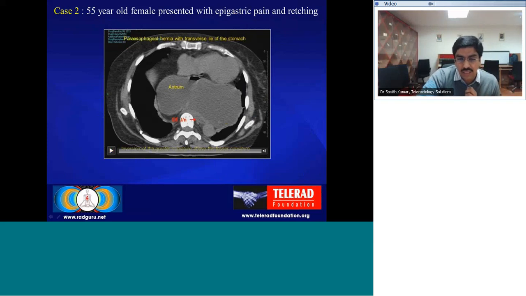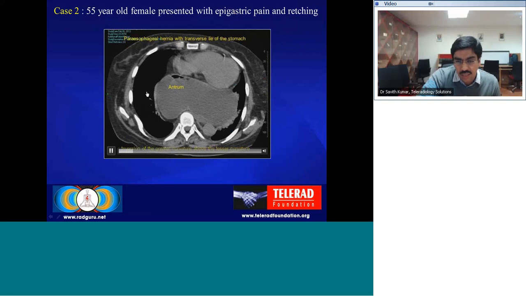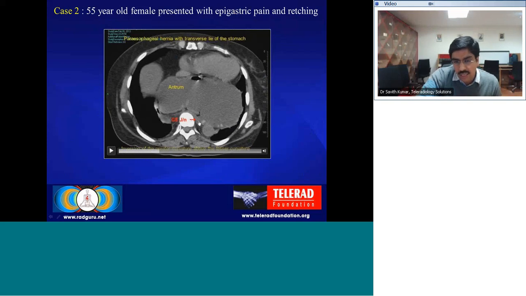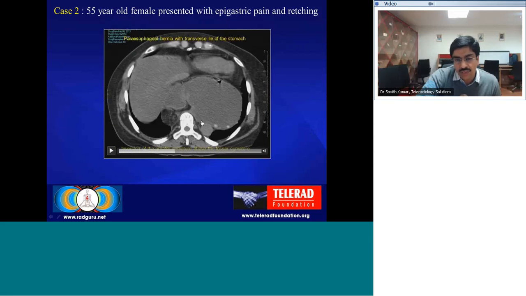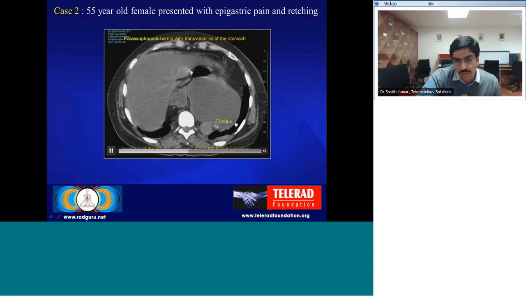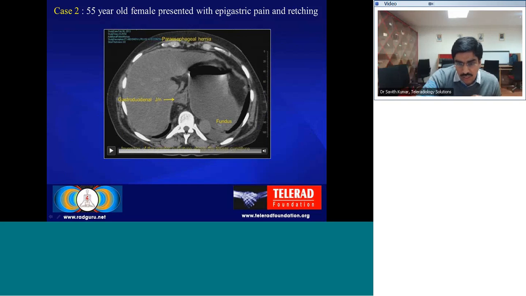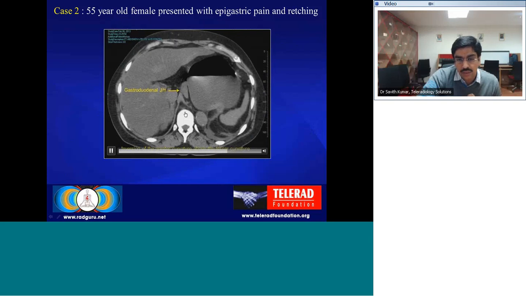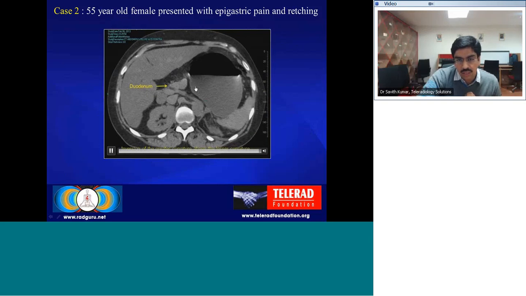So let's see the cine images. This is the antrum of the stomach. This is the body of the stomach, and this is the gastroesophageal junction. As we trace down, this is the gastroesophageal junction, and this is the fundus of the stomach, which is below the dome of the diaphragm, and this is the gastroduodenal junction. So the stomach is distended and demonstrates a fluid level.